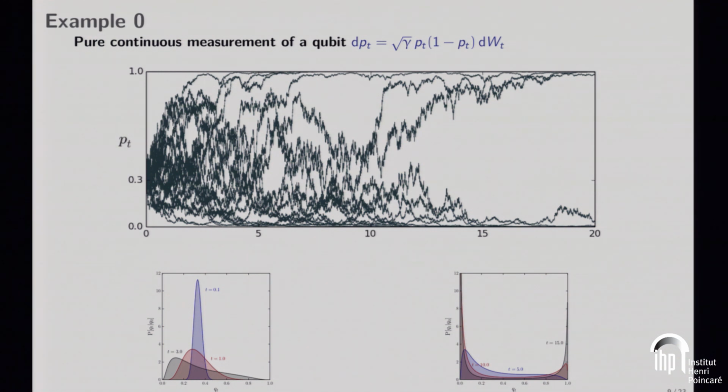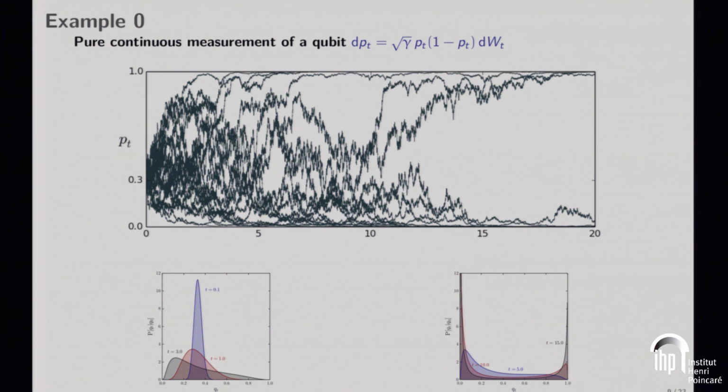Then a question I've been very interested in for a while, and which I will not talk about today, is what happens when you start putting in Hamiltonian evolution and have a competition between this continuous measurement and the Hamiltonian evolution, and what you can say. But now I'm going to focus on how continuous measurement can help with parameter estimation.